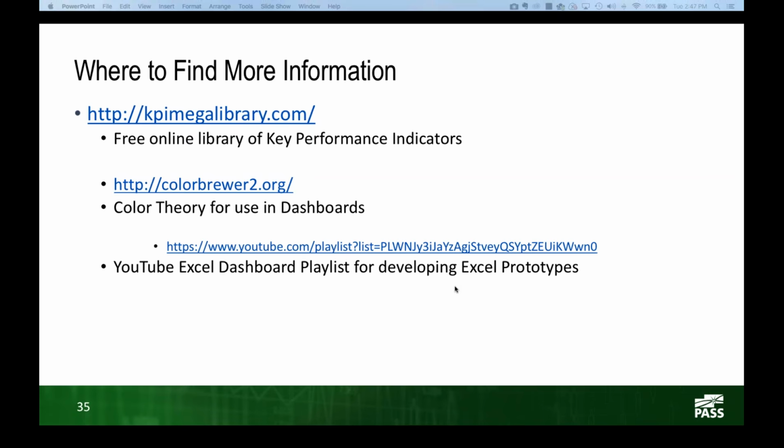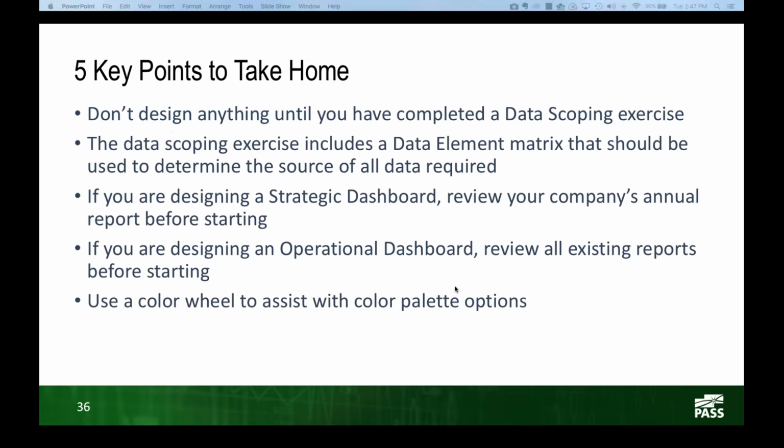And I recommend people start off at the KPI Mega Library. First you find out the strategic direction your organization is going in, but then after that, go to the KPI Mega Library, where at least you have a library of key performance indicators that are used in different industries and in different parts of the world. Also recommend colorbrewer2.org, and any of the playlists that I recommend here as well, particularly with the Excel kit.